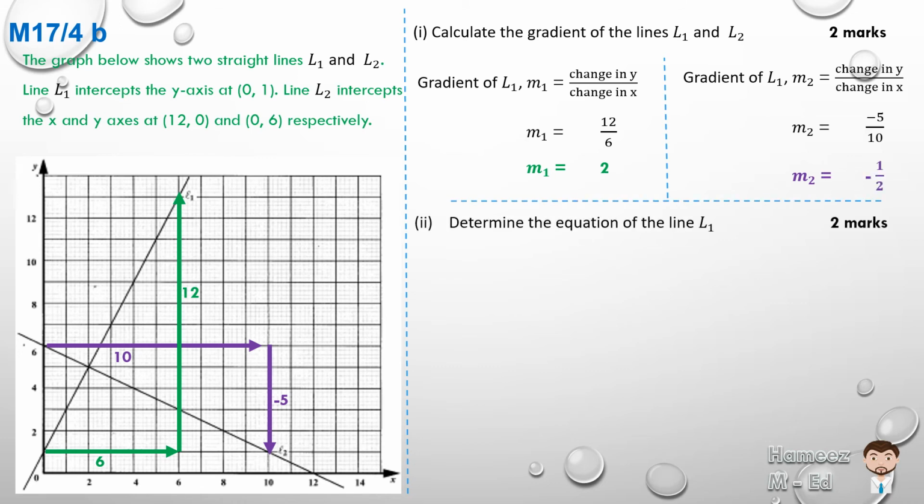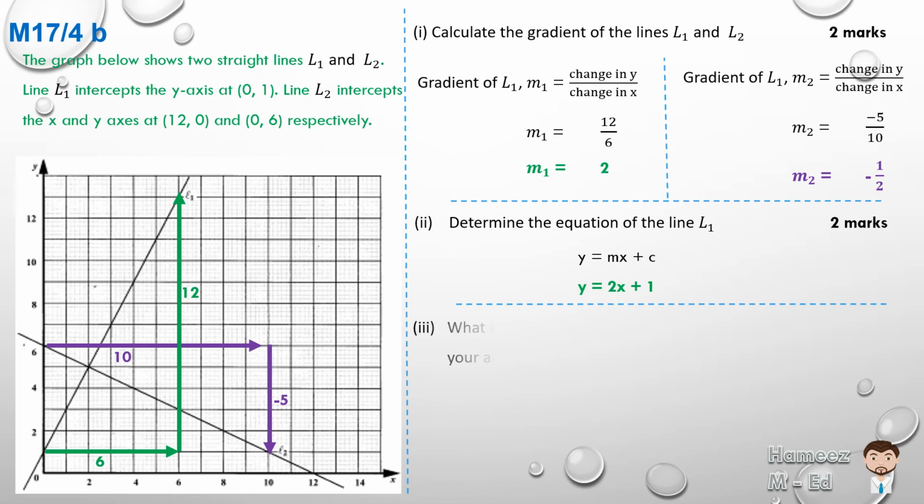Determine, in part 2, the equation of the line L1. y is equal to mx plus c is the general equation of any straight line, and let's substitute what we know. We know the gradient of line 1, which is m1. We just worked that out. That worked out to be 2. And it cuts or intercepts the y-axis at the value 1, which is c. So we can rewrite y is equal to 2x plus 1. m is 2 and c is 1.